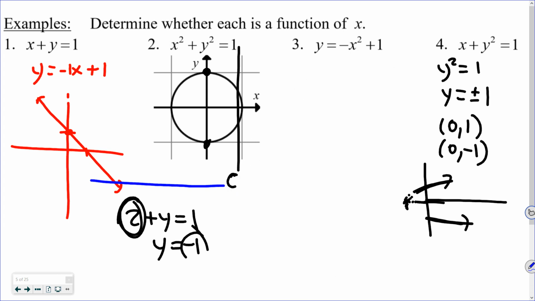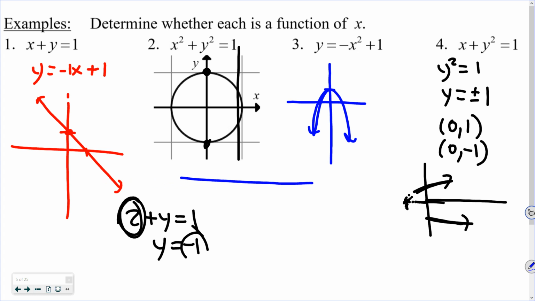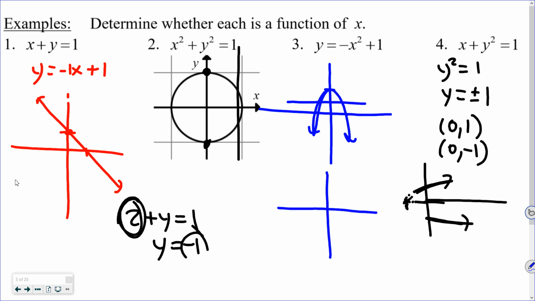Let me regraph that up here. It's a parabola, shifted up 1, opening down. Okay, that was a function, but if I do the horizontal line test, it touches twice. That means that it's not a one-to-one function. If I were to find the inverse and switch the x's and the y's, it ends up looking like this.